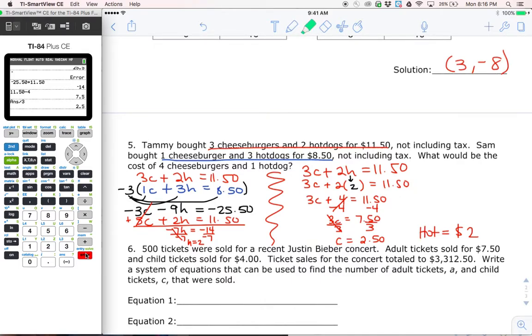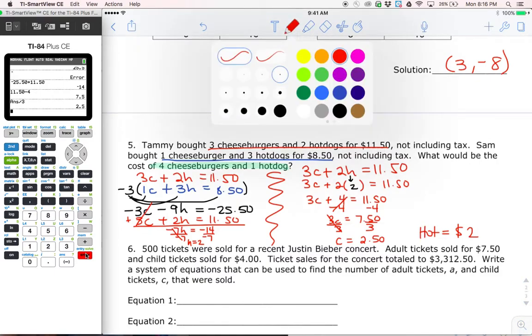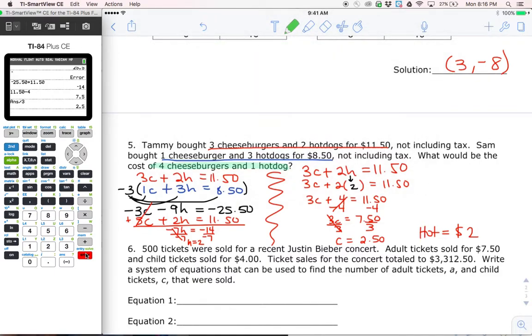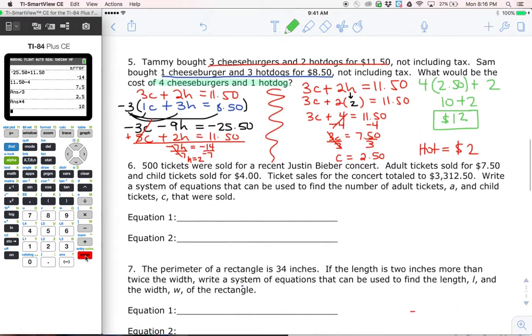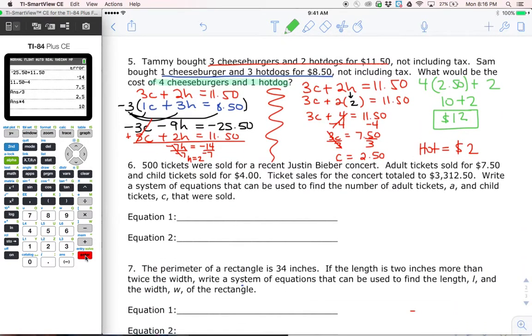Now be so careful because we have not answered the question yet. The question on this problem said, how much would 4 cheeseburgers and 1 hot dog be? Okay, the cost of 4 cheeseburgers, let's do a different color, how about green? 4 cheeseburgers is going to be 4 times 2.50, plus 1 hot dog would be plus $2. So 4 times 2.50 is $10 plus $2. That would cost us 12 bucks. Whew, that was a lot of work, but we got through it, right? Set up a system, solve it, plug them in to find that final answer.